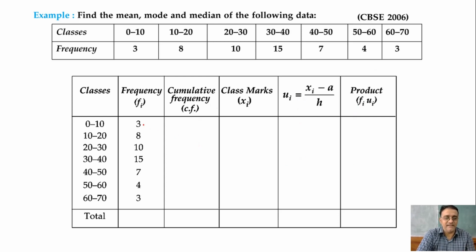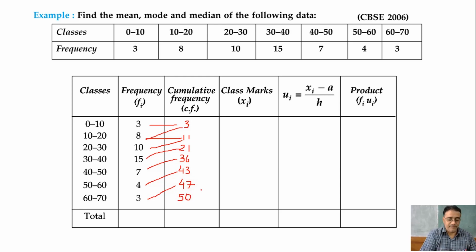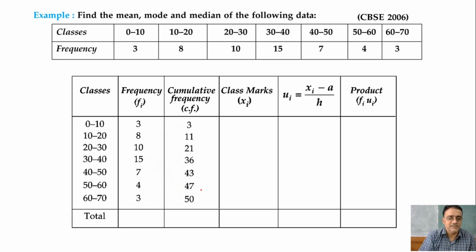So let us start with CF. First one, 3. Next, 11. Next, 21. Next, 36. Next, 43. Next, 47. The last one, 50. Okay, so we got 3, 11, 21, 36, 43, 47, 50.